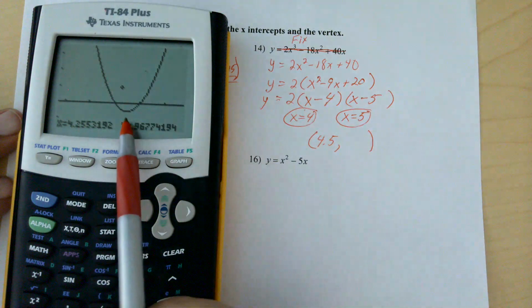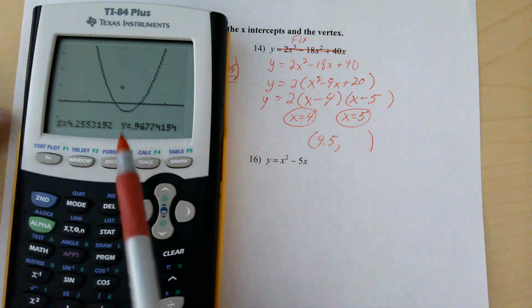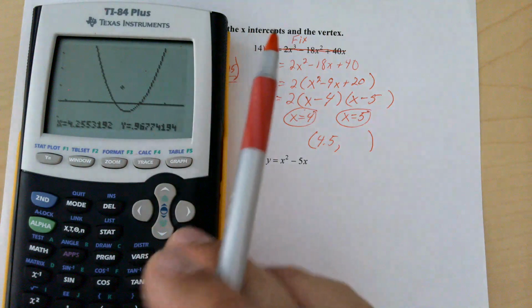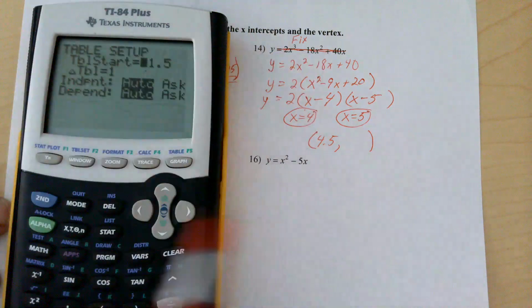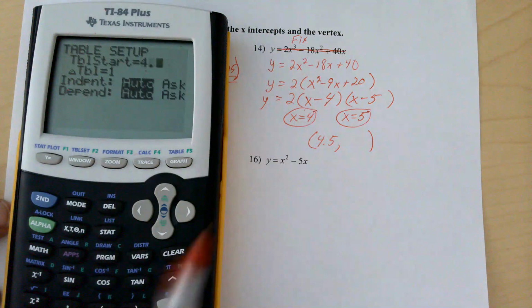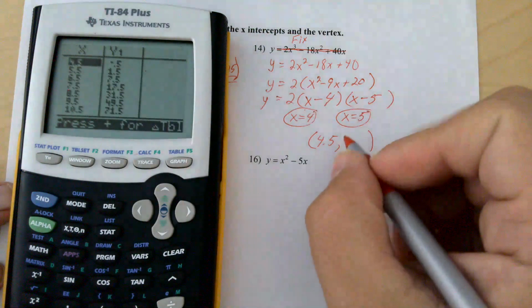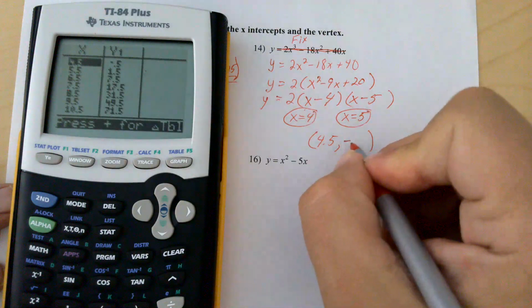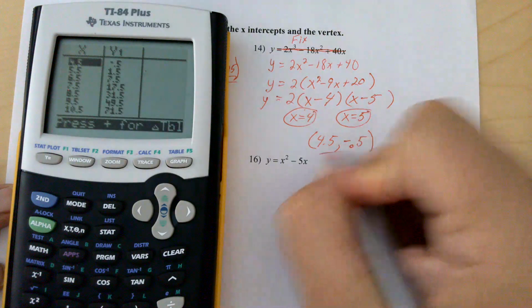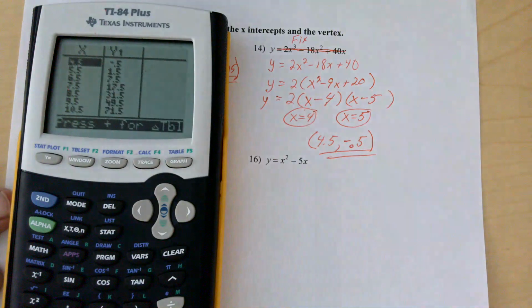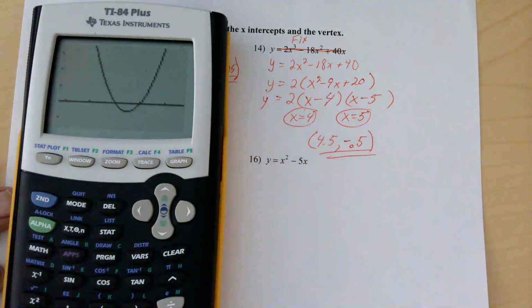I know it's going to be a negative number, and it's going to be somewhere between 0 and 1. So I'm going to have my table start at 4.5. I'll go back and I can see, well, it's actually negative 1/2. So negative 0.5 is my vertex. Okay, and the graph confirms that.